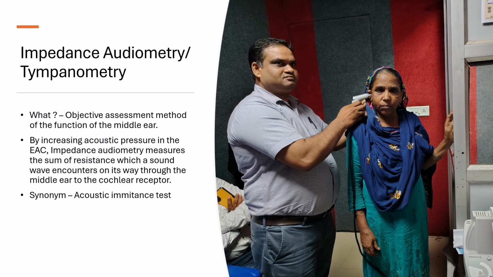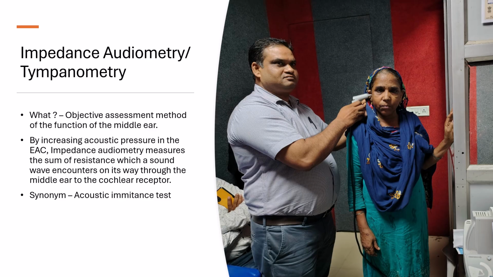Now we come to impedance audiometry, also called tympanometry. We now move into the domain of objective testing. The PTA we saw was subjective. Now we come to objective testing. It is especially useful in kids and uncooperative patients, or when cross checking subjective results.